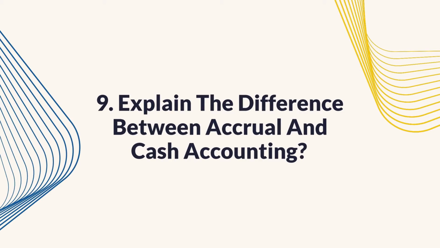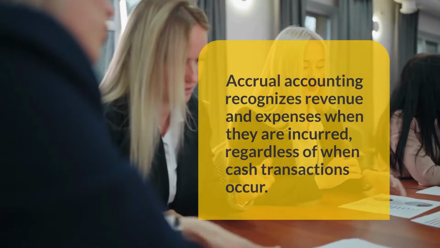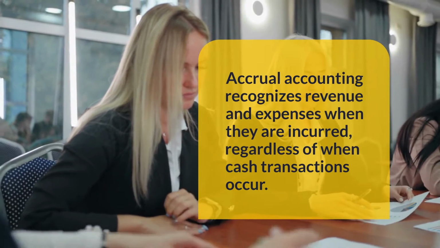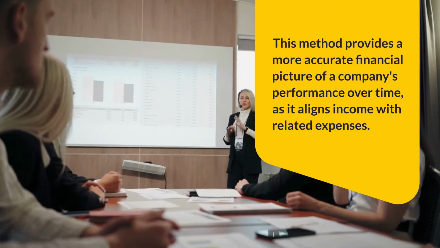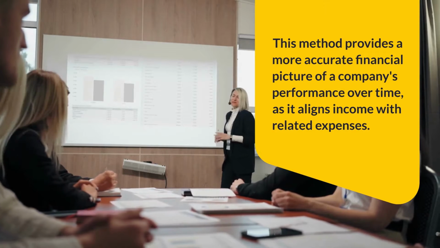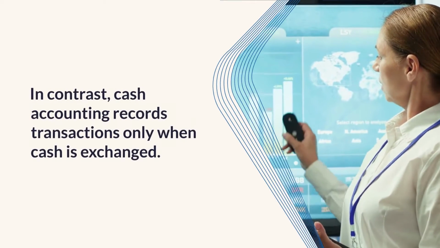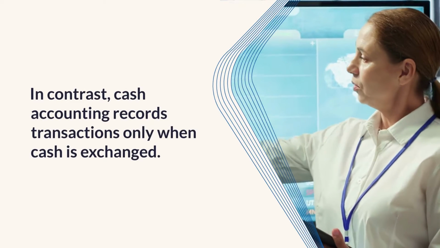9. Explain the difference between accrual and cash accounting. Accrual accounting recognizes revenue and expenses when they are incurred, regardless of when cash transactions occur. This method provides a more accurate financial picture of a company's performance over time, as it aligns income with related expenses. In contrast, cash accounting records transactions only when cash is exchanged.